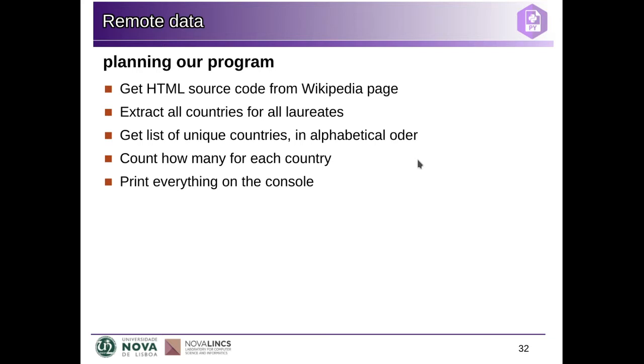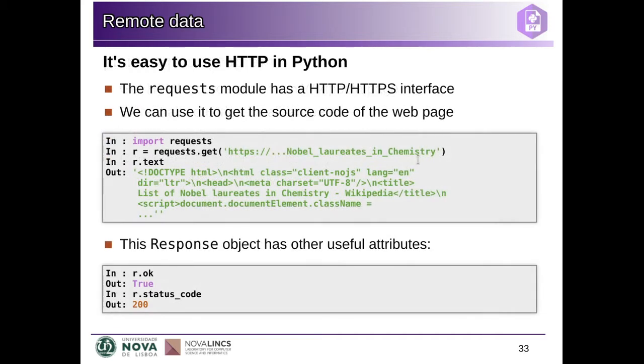So what we need to do is to get the source code for the HTML page from Wikipedia, extract all countries, and then look at which are the unique countries, because some countries will appear repeatedly, and we can sort the unique countries in alphabetical order. Then we're going to count how many times each of these unique countries appears in the complete list. So this tells us how many times each country won a Nobel Prize. And then finally we can just print everything out.